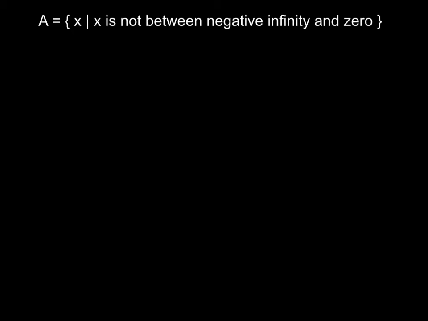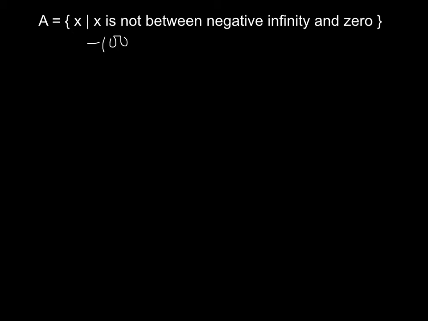Here we have another sentence problem. A equals {x such that x is not between negative infinity and 0}. So we got to think about this one for a second. What does it mean that it's not between negative infinity and 0? What are some things that we should try? Let's just try writing down some numbers.